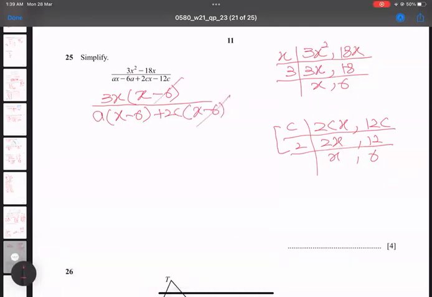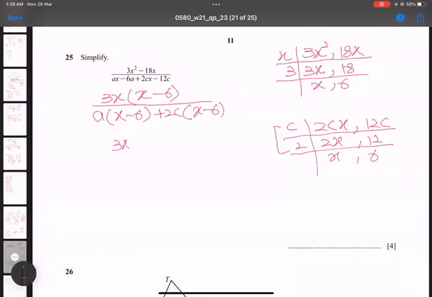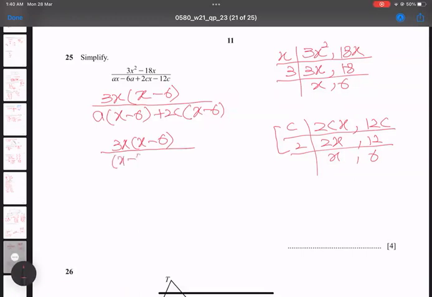Some students try to cancel like this. Wrong approach. You can't cancel like this unless you have a 2 multiples come here. So this and this common out. So when I take common out, x minus 6, what left behind? This and this left behind.